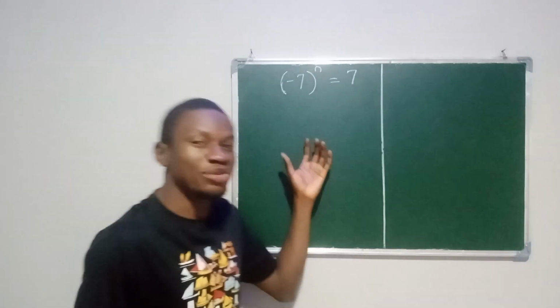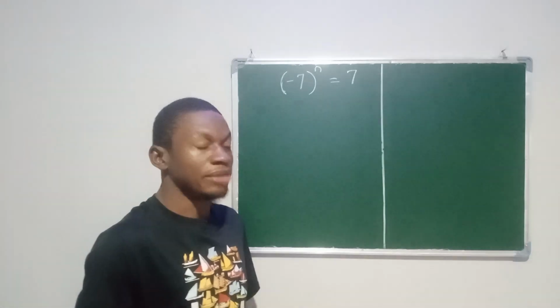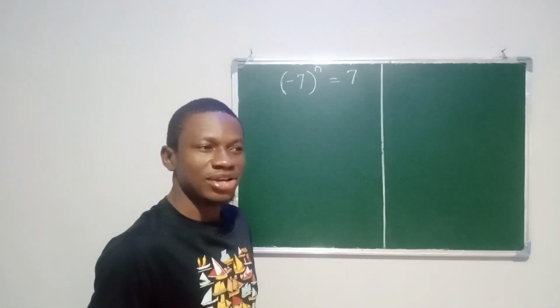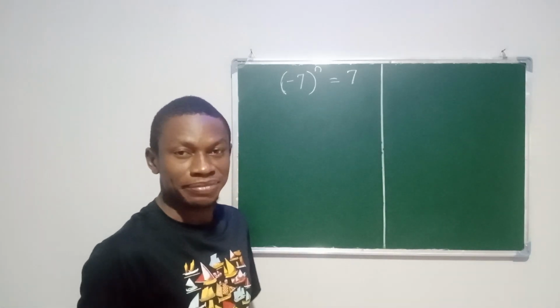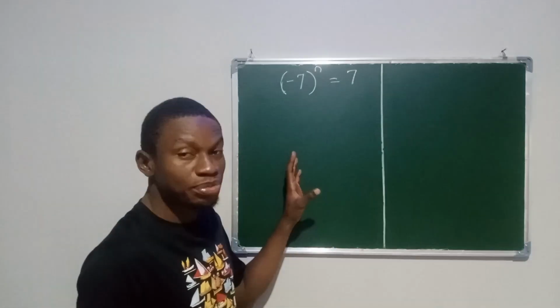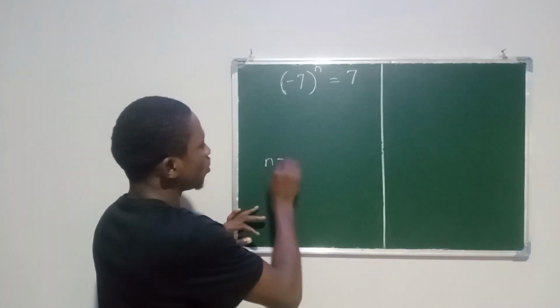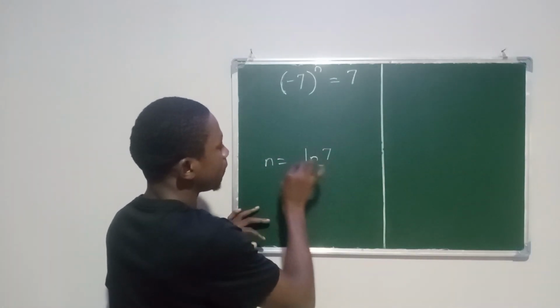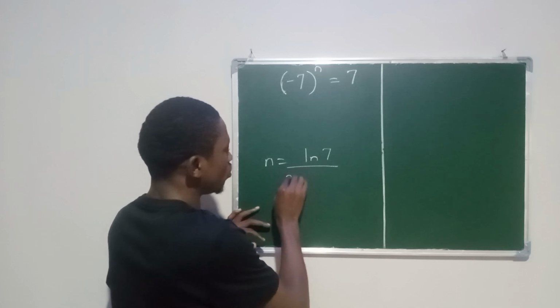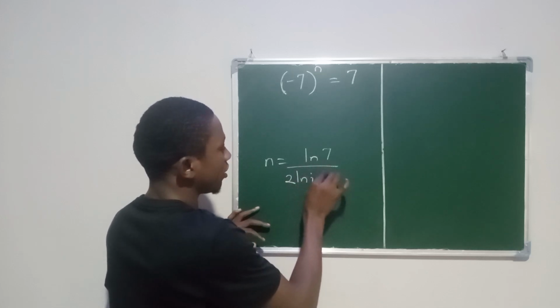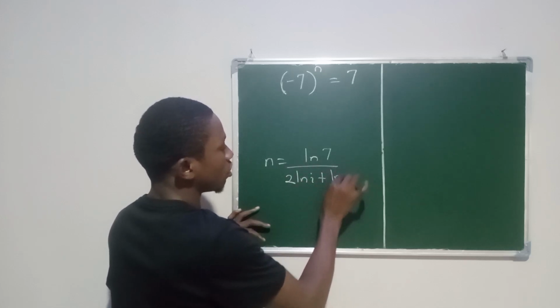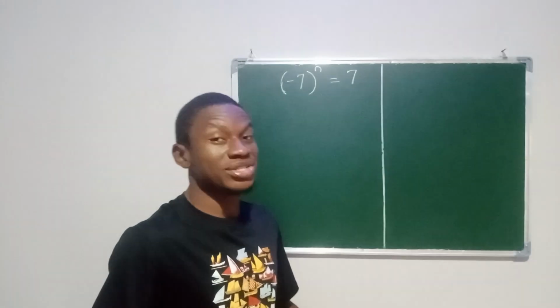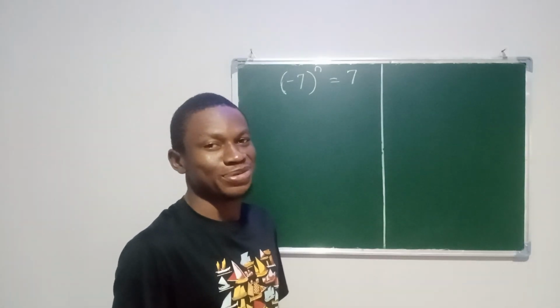For us to find the value of n from this problem, we need a basic knowledge of complex numbers, of indices, and of logarithm. The value of n from this problem is n is equal to the natural log of 7 all over 2 multiplied by the natural log of i plus the natural log of 7. So without wasting so much time, let's get right into the video.